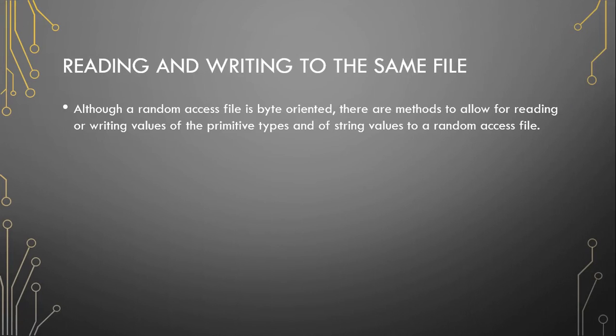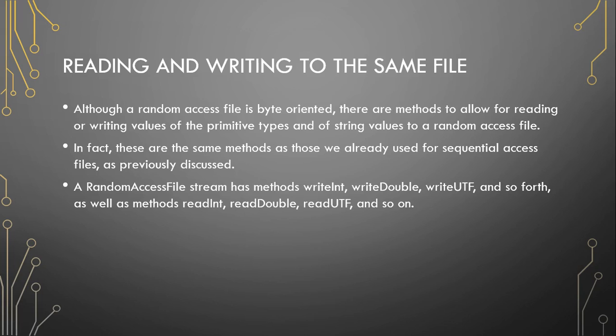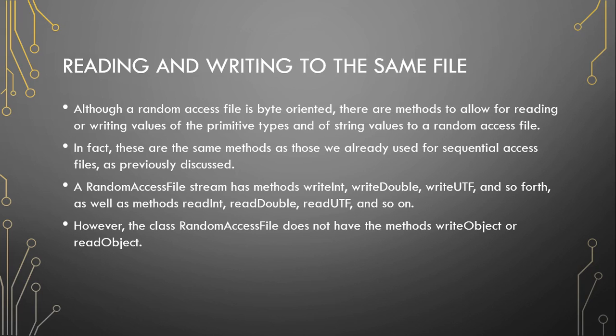Now when we're talking about reading and writing to the same file, although a random access file is byte oriented, there are methods to allow for reading or writing values of the primitive types and of string values to a random access file. In fact, these are the same methods as those we've already used for sequential access files as previously discussed. A random access file has the methods writeInt, writeDouble, writeUTF, and so forth, as well as the methods readInt, readDouble, readUTF, and so forth. However, the class RandomAccessFile does not have the methods writeObject or readObject.